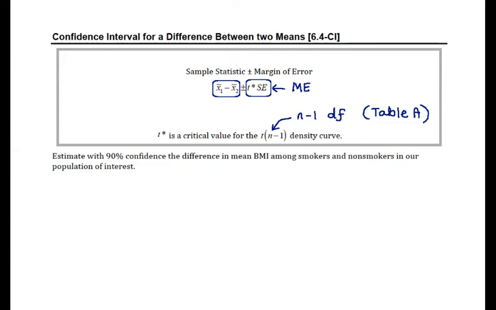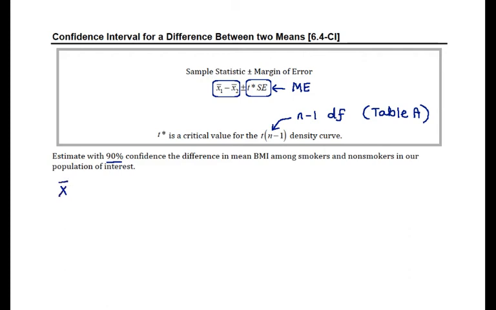So we'll estimate with 90% confidence. We're going down to 90% for this just because our statistical significance was not very strong. So we'll estimate with 90% confidence the difference in mean BMI among smokers and non-smokers in our population of interest. So first, let's recall a few details we already established.